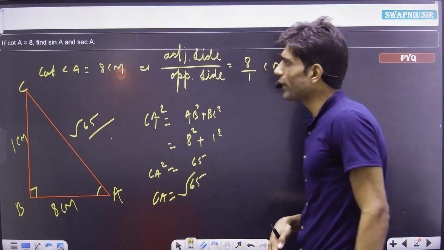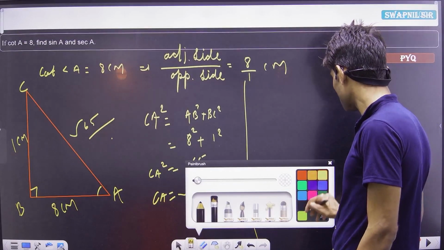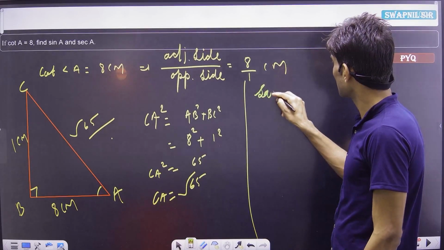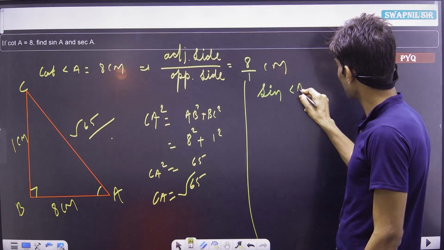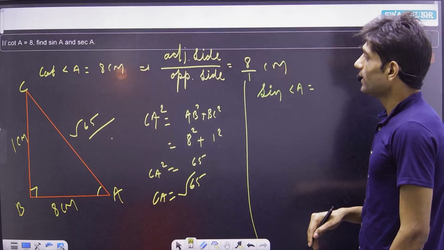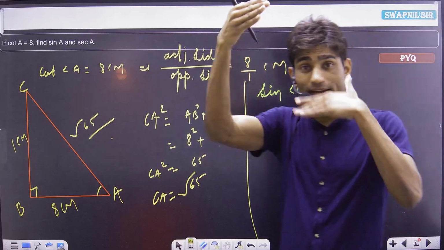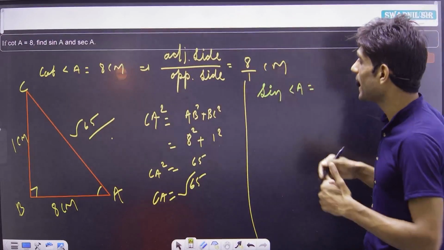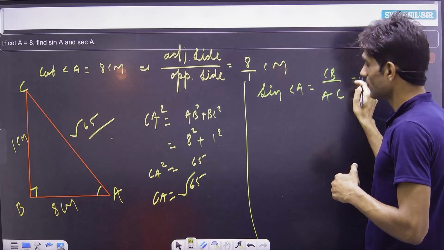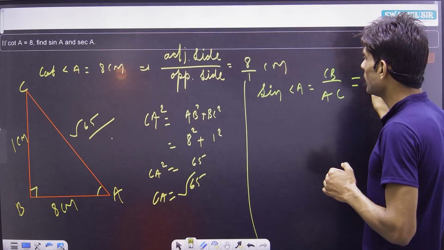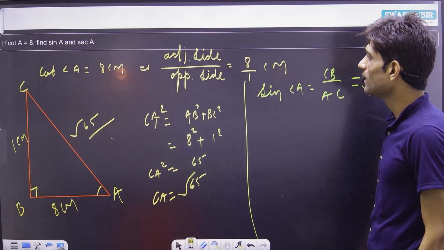Now it is easier to define sine of angle A. So easily we can define the remaining values. Sine of angle A, we write it as the opposite side divided by hypotenuse. So the opposite side we have here is CB, divided by hypotenuse AC. CB has the value 1, divided by root 65. This is the actual value for sine of angle A.